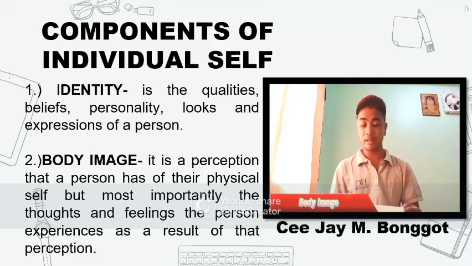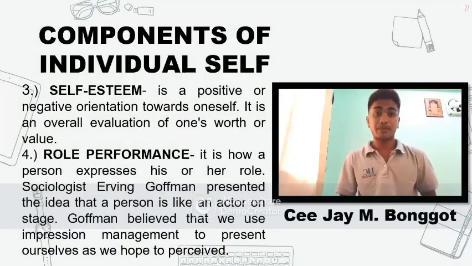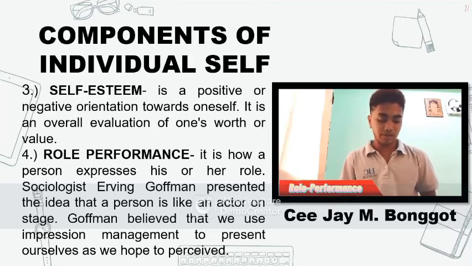Body image is a person's perception of their physical self, but most importantly, the thoughts and feelings the person experiences as a result of that perception. Role performance is how a person expresses his or her role. Sociologist Erving Goffman presented the idea that a person is like an actor on stage. Goffman believed that we use impression management to present ourselves as we hope to be perceived.